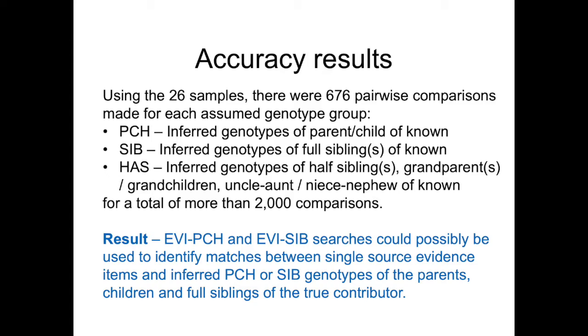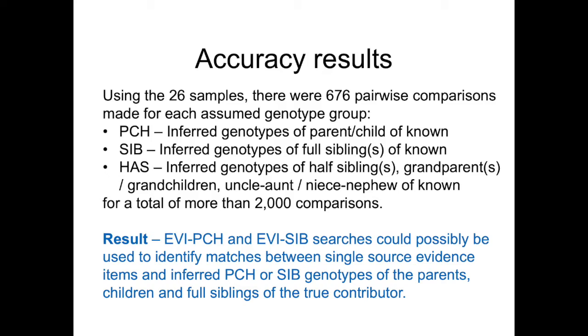Looking at the results of the accuracy study, these 26 samples provided 676 pairwise comparisons for 3 different assumed genotype groups. The first group, PCH, involved inferred genotypes of parent or child of the known. The second group, SIB, included inferred genotypes of full siblings of the known. The third group, HAS, included genotypes of half-siblings, grandparents, grandchildren, aunt and uncle, and niece and nephew of the known. In total, these 3 groups provided more than 2,000 comparisons.